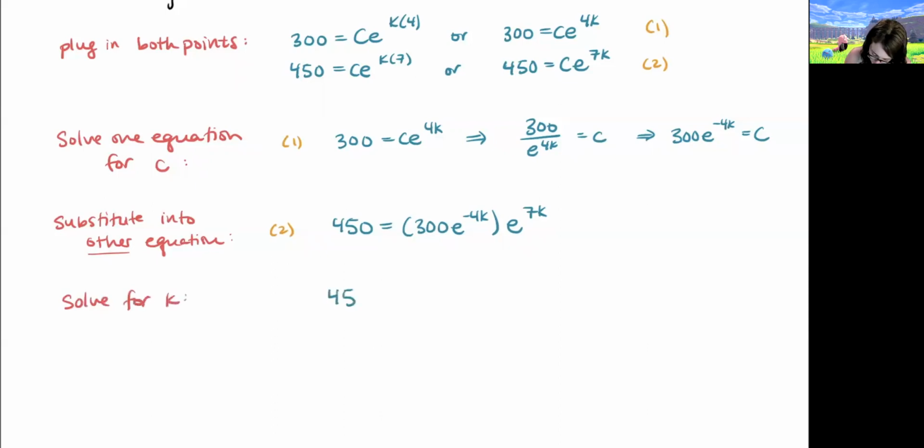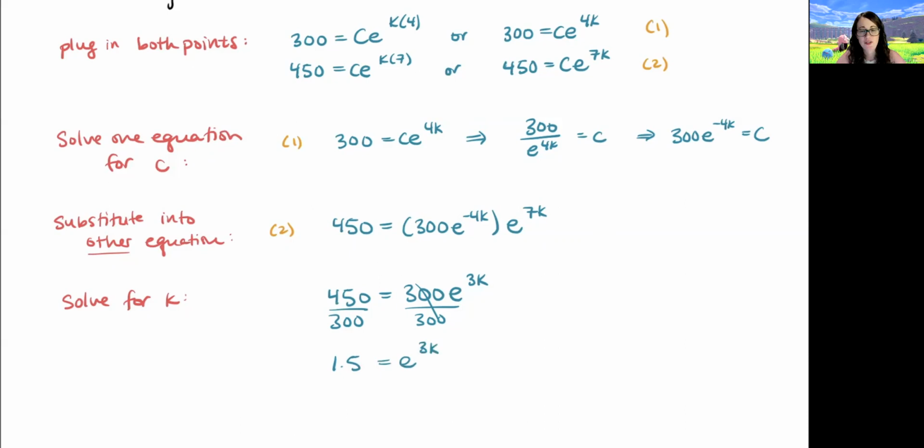So I see some bases here that I'm going to combine together, so we can add the exponents. Negative 4K plus 7K is positive 3K. Now I want to solve for K here. We want to get the numerical value for K. So let's divide by 300. 450 divided by 300 is 1.5.